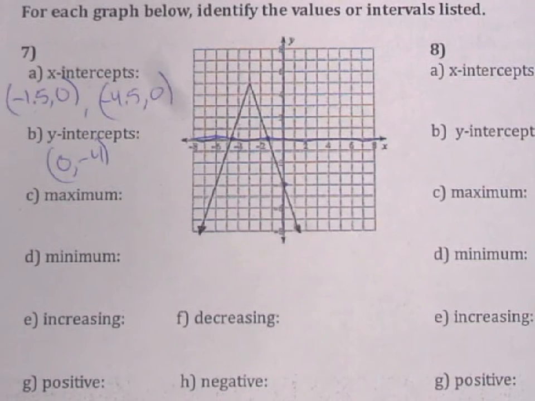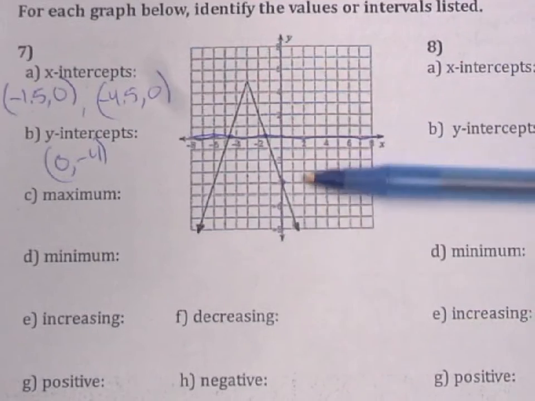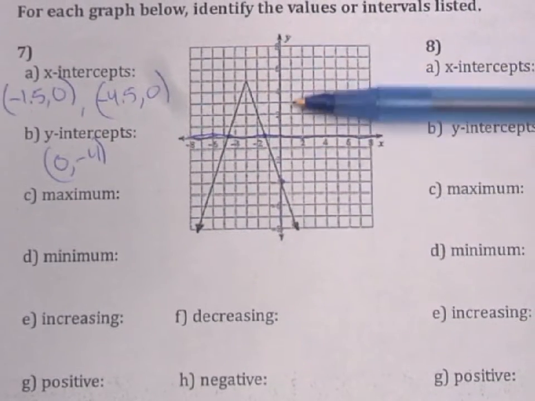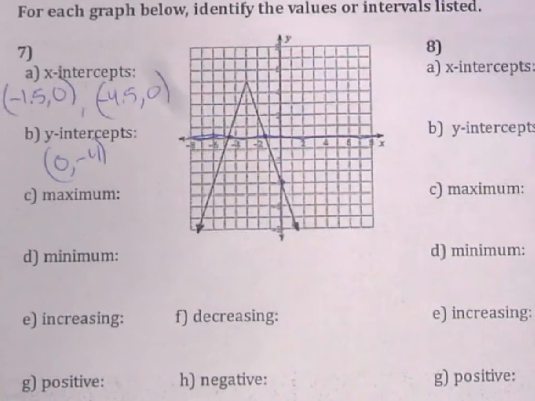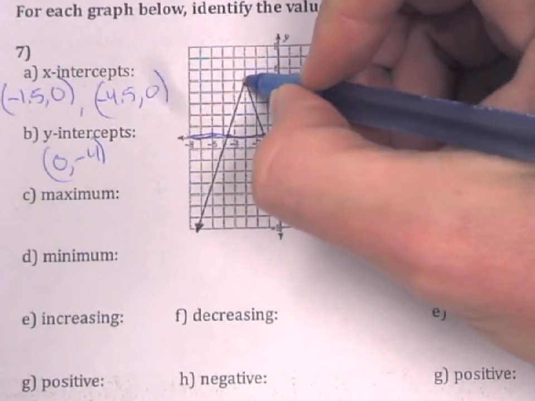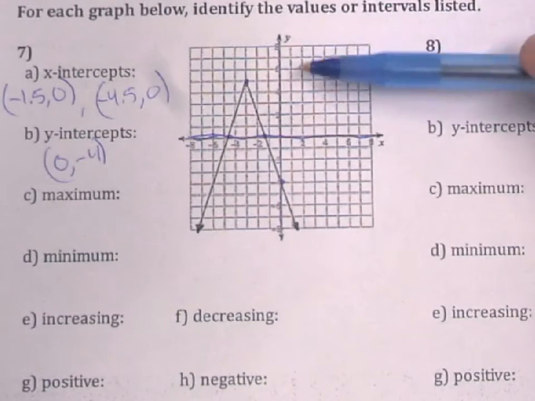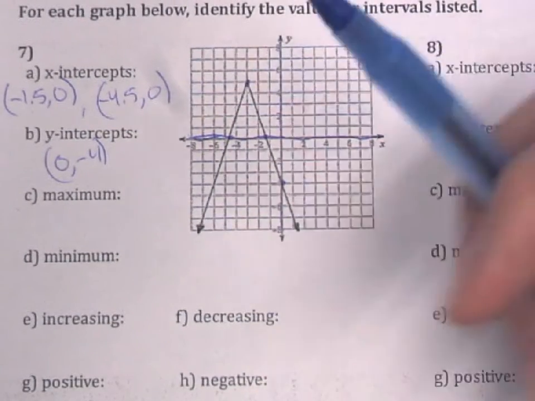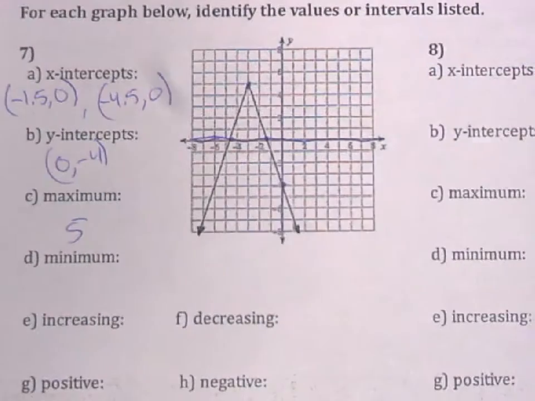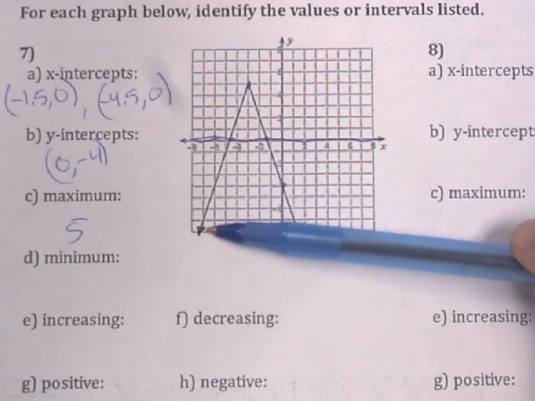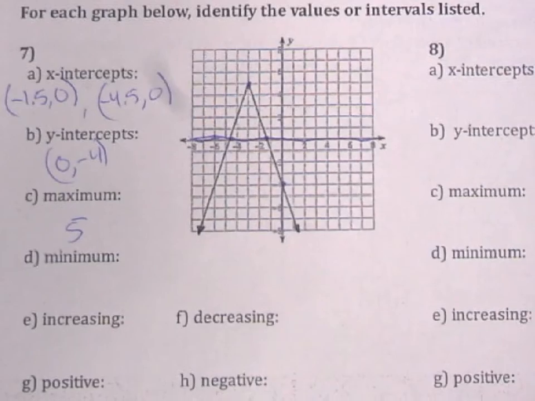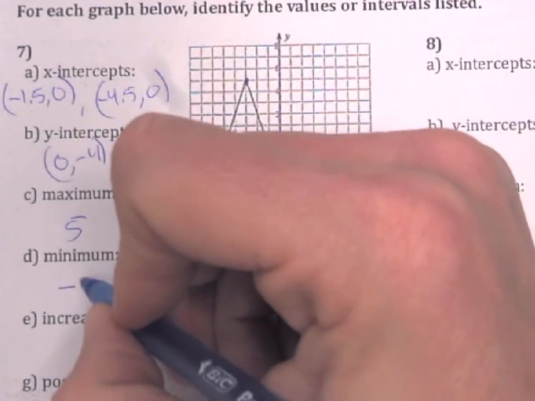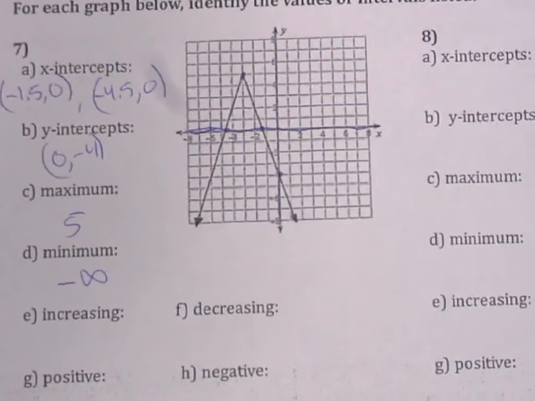Okay, the maximum is the highest point on the graph. So we're talking about y values. The highest point on the graph would be this one. The height of that point is 5. It's 5 high. And the minimum is the lowest point, but remember that these arrows mean go on forever and ever. So the minimum will be -infinity, or in other words, there's not really a minimum.